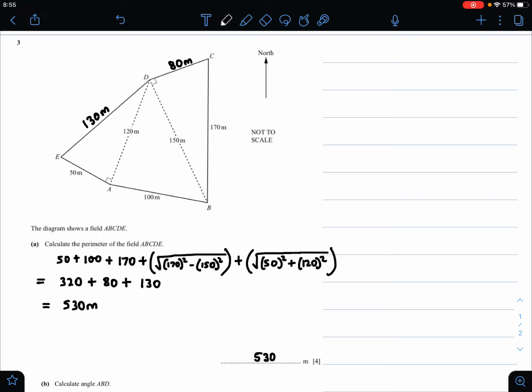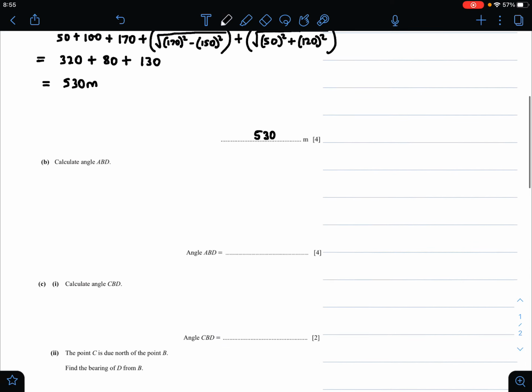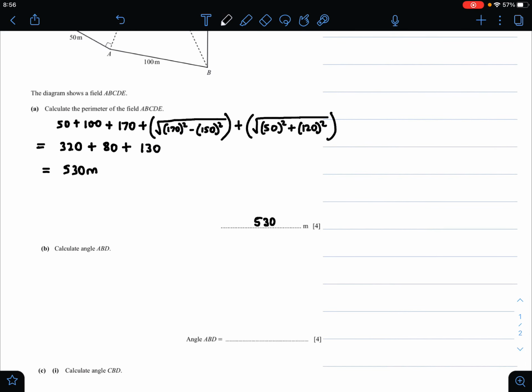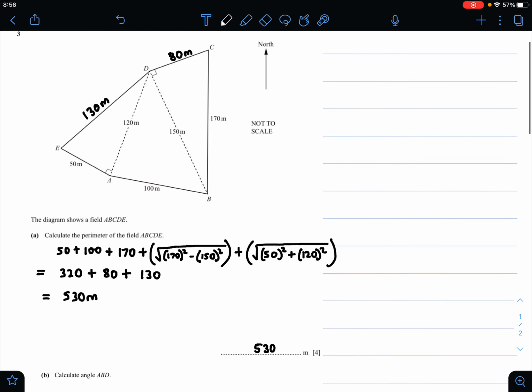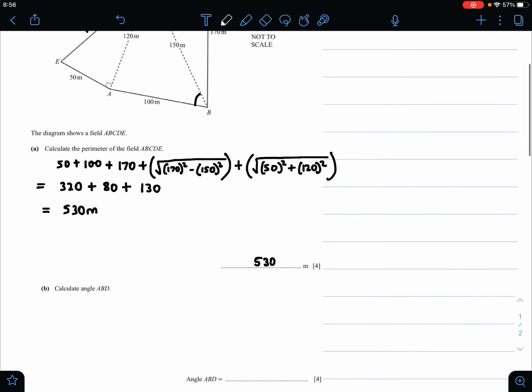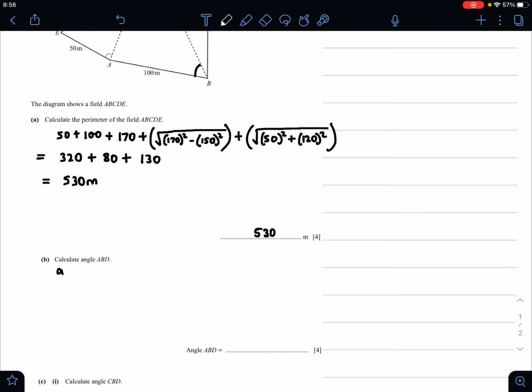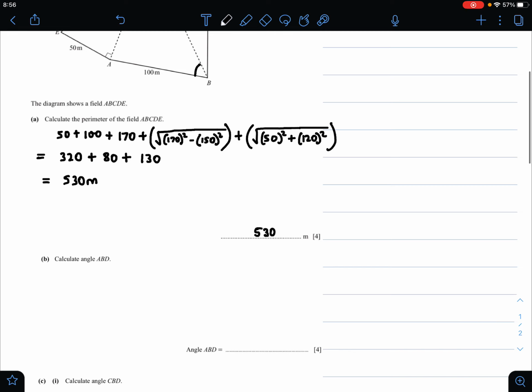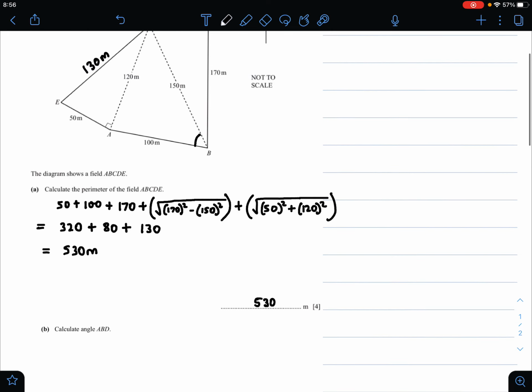Now let's move to part B of this question, where they are asking us to calculate the angle ABD. The angle ABD is this angle, and how we do that is by using the cos rule. The cos rule is a square is equal to b square plus c square minus 2bc multiplied by cos A, and in this case we have to find the angle, so A would be the variable that we need to find.